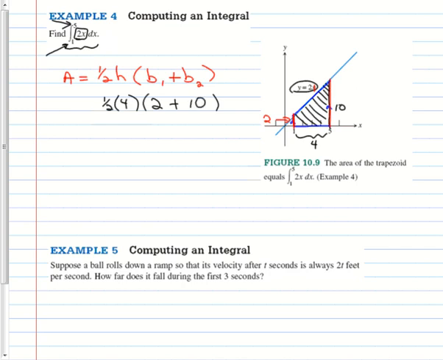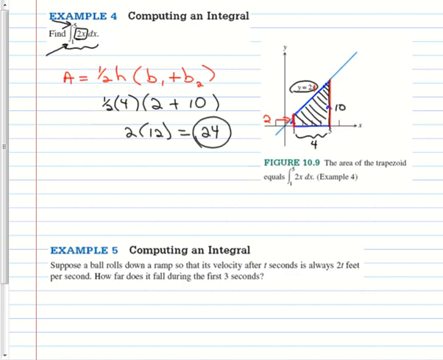There we go. Half of 4 is 2. 2 and 10 are 12. What's 2 times 12? There's the definite integral of 2x with respect to x from 1 to 5. Okay? The math we are doing right now is geometry in order to get the answer.